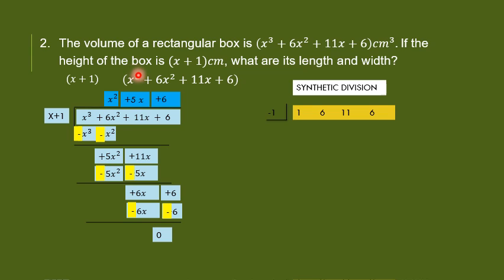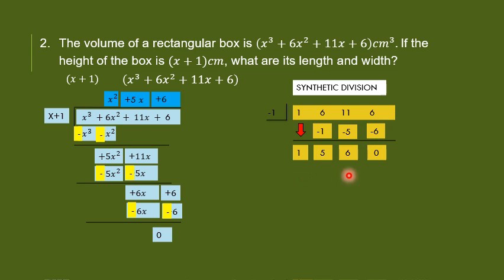Example, x cubed, 3, 2, 1, 0, right? Okay, next one. So you're going to bring down the 1 here. This is always going to bring down. After the bring down, multiply. 1 times negative 1 is negative 1. Then combine, this is unlike sign, we have 5. And then 5 times negative 1 is negative 5. And then we have 11 minus 5 is 6. 6 times negative 1 is negative 6. Then subtract, we have 0.